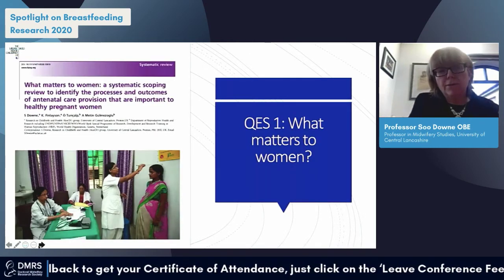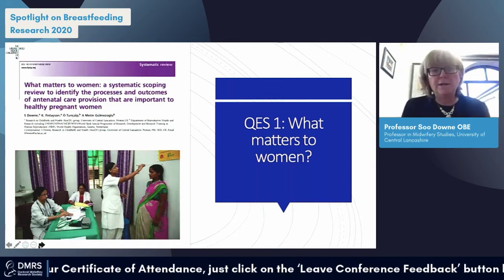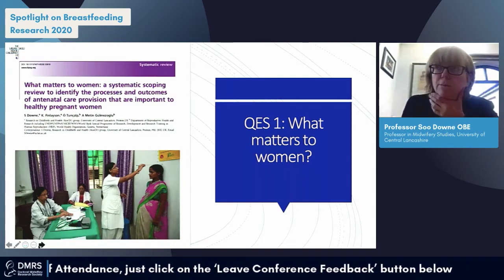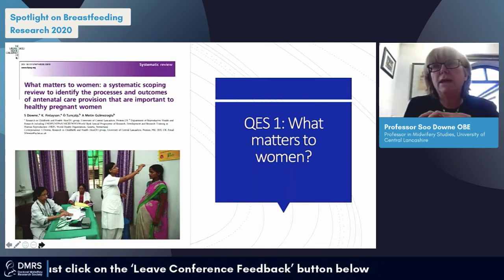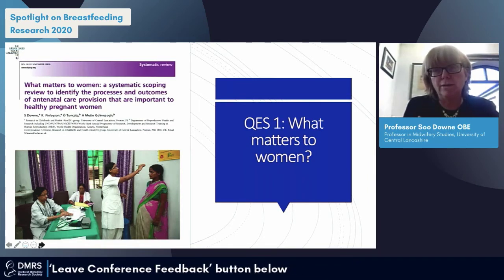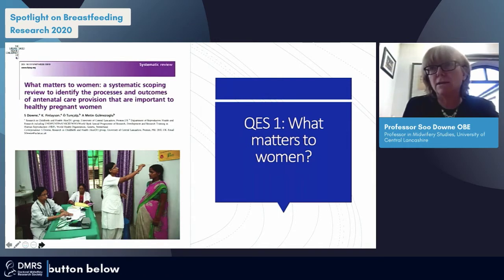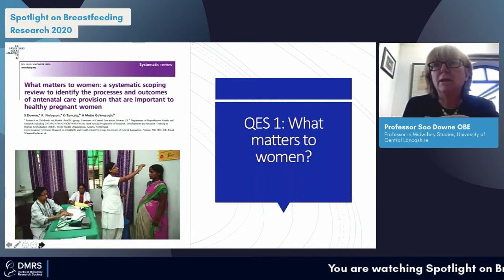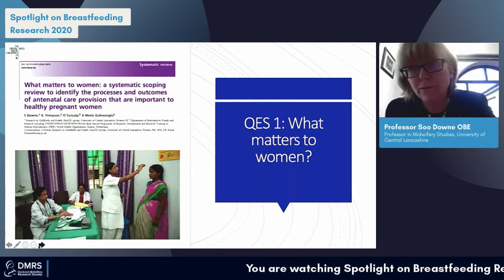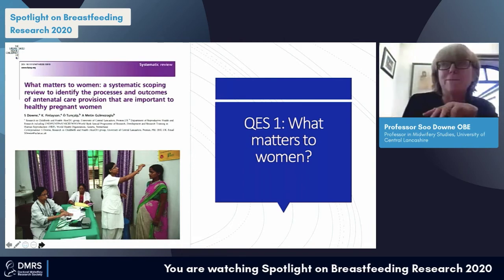So as a result of the first piece of work that we did, we published this What Matters to Women scoping review. And the important thing about this is it wasn't about what women's experiences were. It was, phenomenologically, if you like, what matters about antenatal care. So if you were trying to translate this to breastfeeding, it would be, what is it about breastfeeding that makes women love it so much, if they do love it, of course, or hate it so much if they hate it.